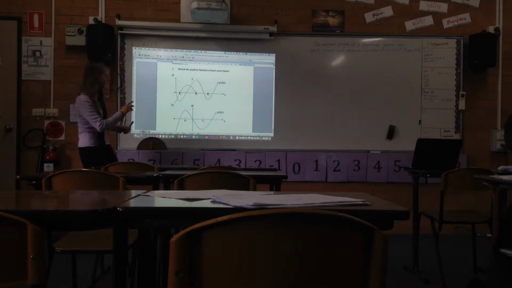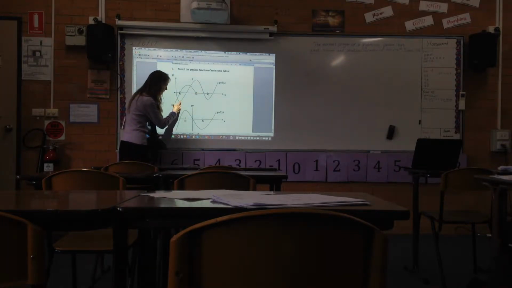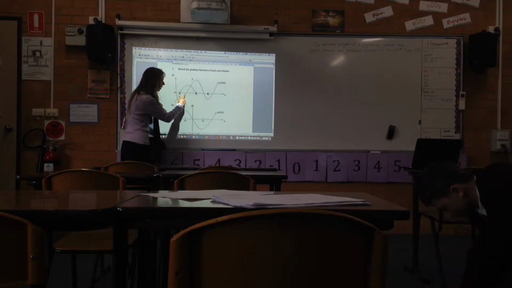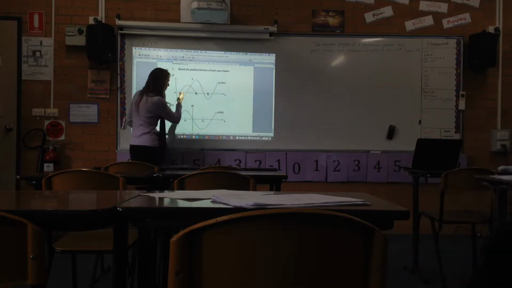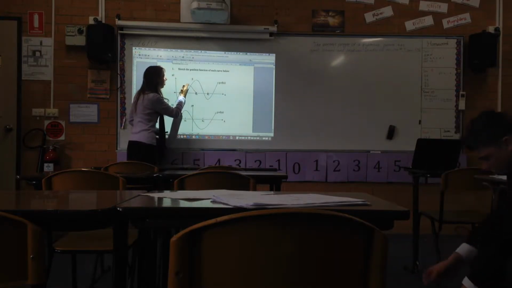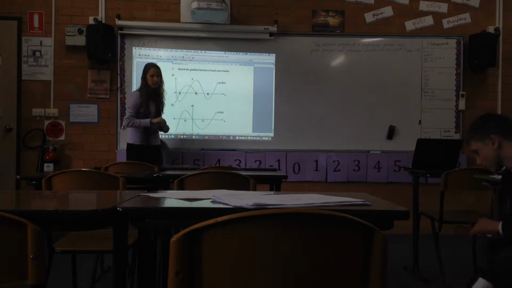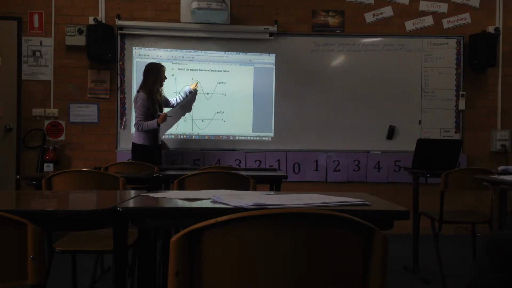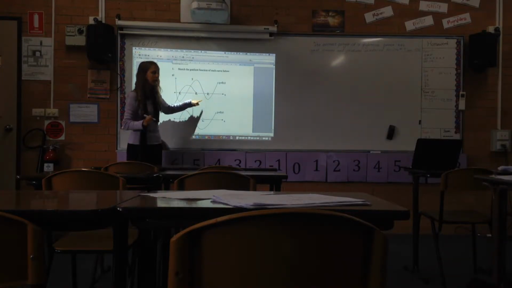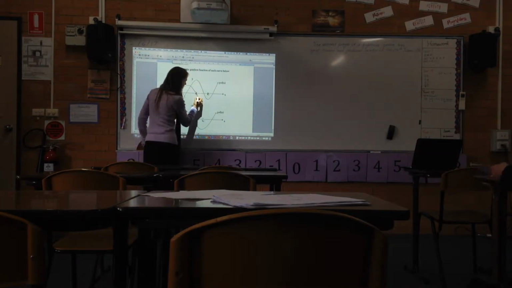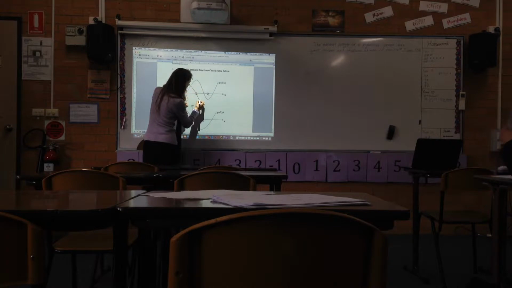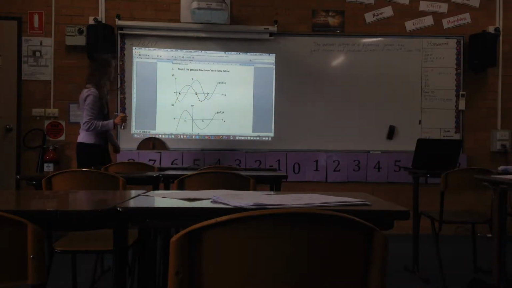It's positive. I want you to notice this. See how it's getting steeper and steeper, so the gradient's getting more and more. But what happens here? It gets less and less. So the gradient's getting more and more, but then it's getting less. What about here? Is that positive or negative? Negative. So it's going to be down here. Once again, it's not too negative, but then it's getting more and more negative. Then once again, it plateaus off. So it's going to look something like that.